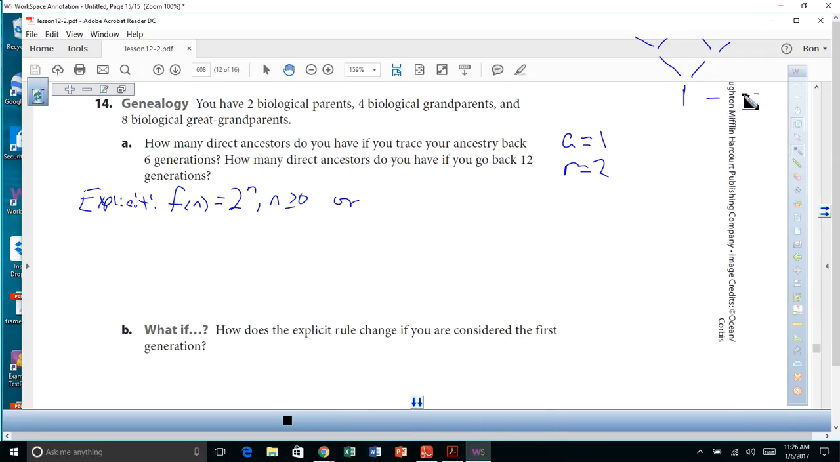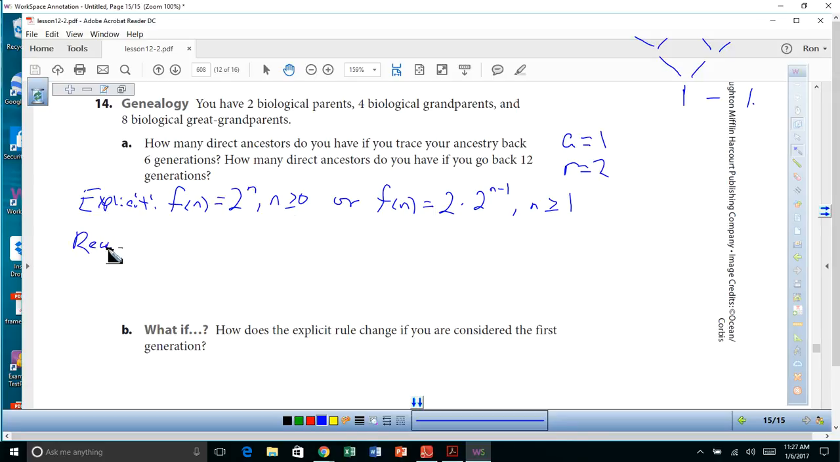Or you could say this is level 1, and that would change the equation to f of n equals 2, that would be a, times 2 to the n minus 1. Okay, n minus 1. So either one, and that would be n is greater than or equal to 1. Either one of those would work.